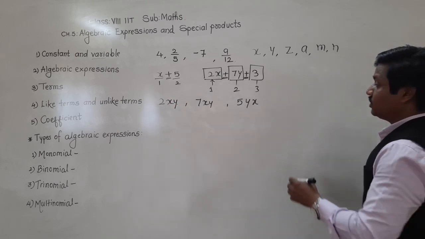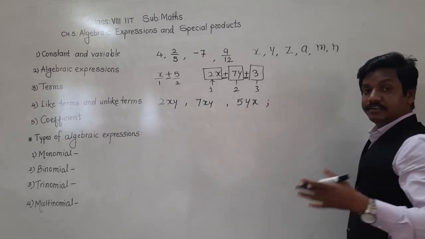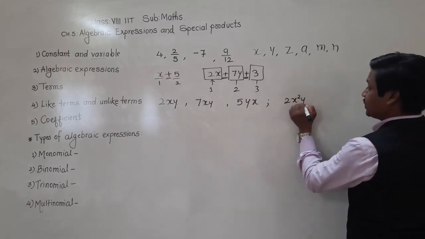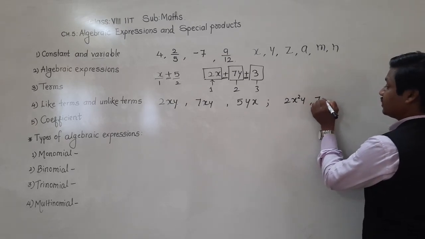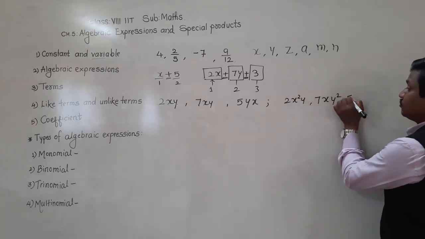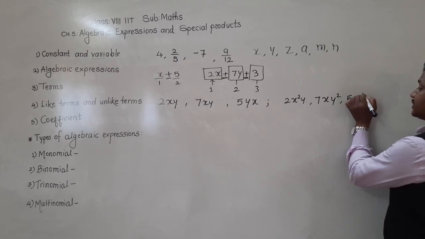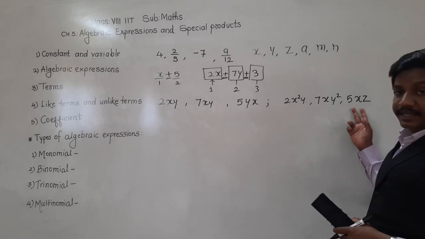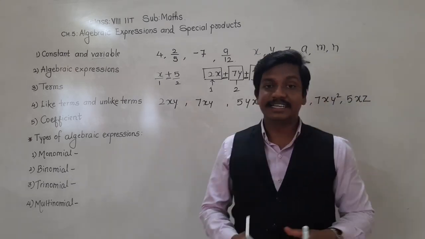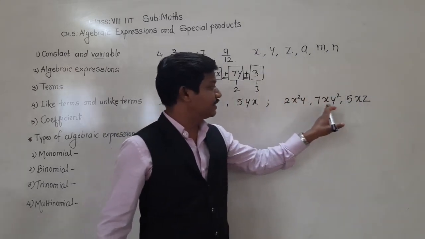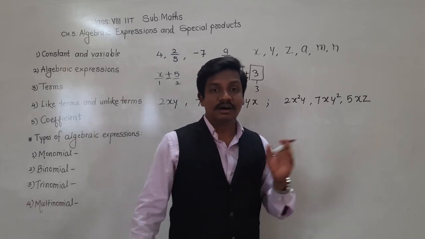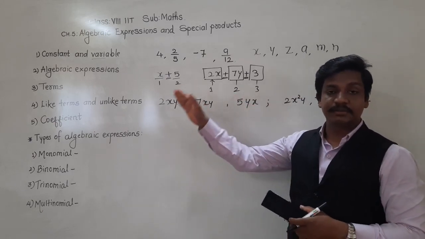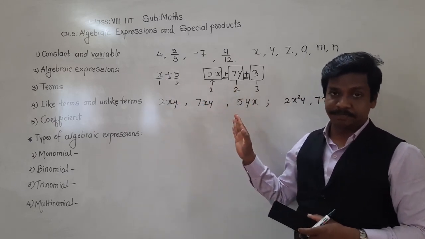Whereas unlike terms means the terms with different literal factors, like 2x square y, 7xy square, 5xz. If you observe these three terms, their literal factors, their variables, are different. That's why these are called unlike terms. Whereas those three terms are like terms because their variables, literal factors, are the same.